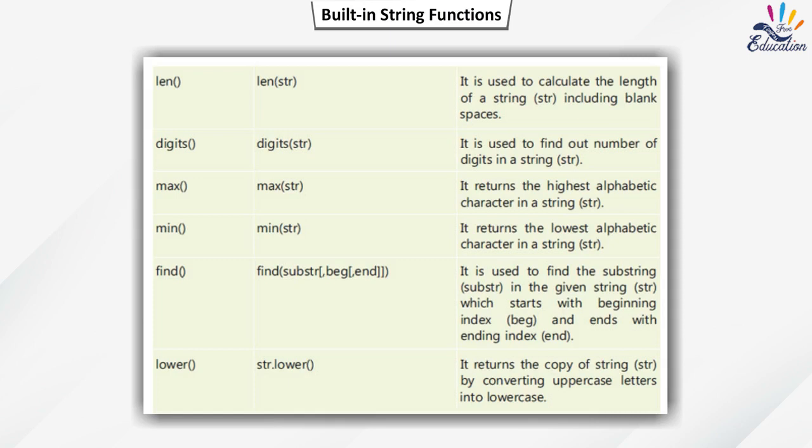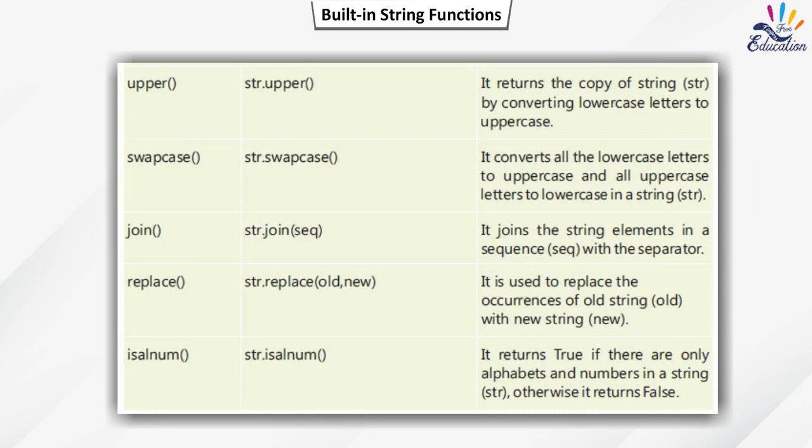Find. Find substr, beg, end. It is used to find the substring substr in the given string str, which starts with beginning index beg and ends with ending index end. Lower. str.lower. It returns the copy of string str by converting uppercase letters into lowercase. Upper. str.upper. It returns the copy of string str by converting lowercase letters to uppercase.